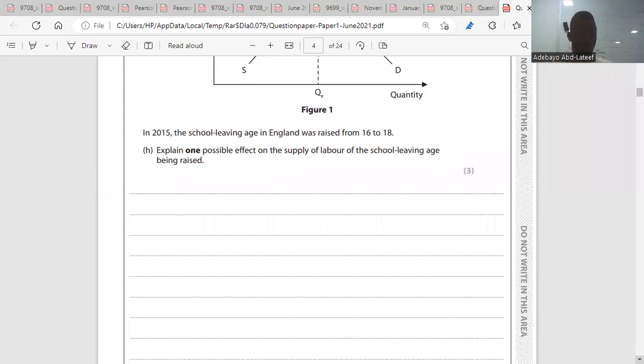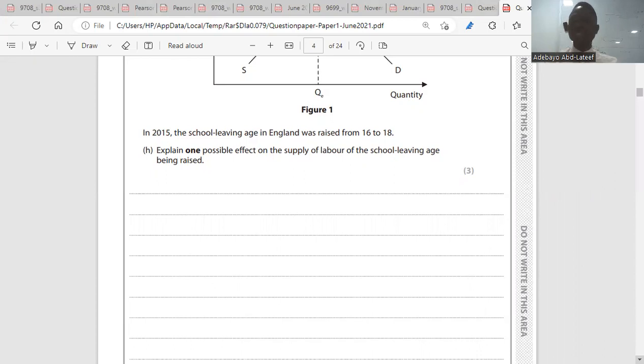The consequence is that the supply of labor would fall, because more students stay in school before they graduate. As a result, demand for labor in the UK would increase because there's less supply of labor. So this will bring the wage rates higher. Do you get the point I make here?